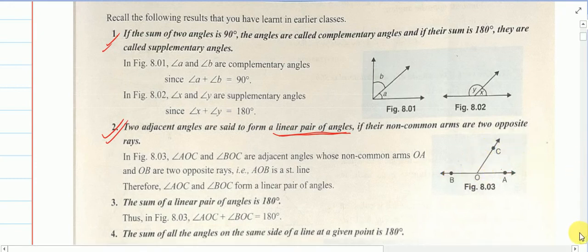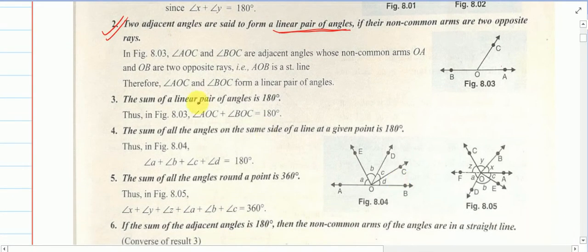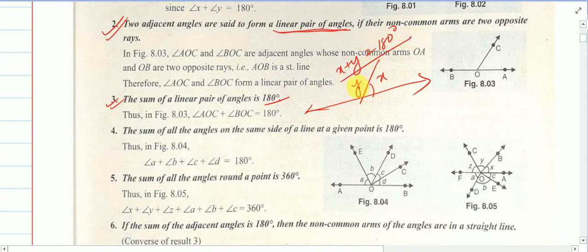Next, the sum of a linear pair of angles is 180. That's what I explained over here. So if this is a straight line, and let's say this is angle x and this is angle y, then the sum of x and y will always be 180. So in that case x and y will be called a linear pair of angles. So this is clear to you.